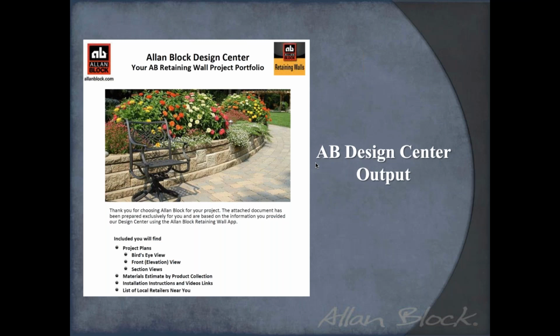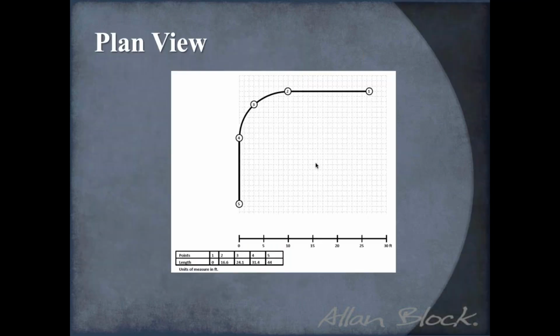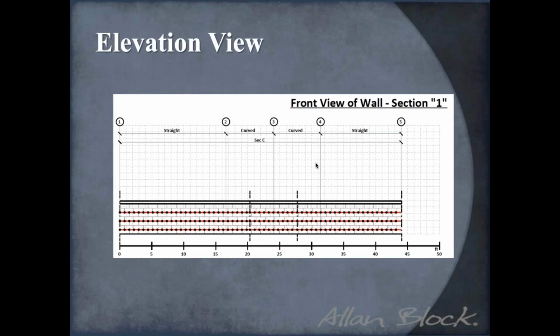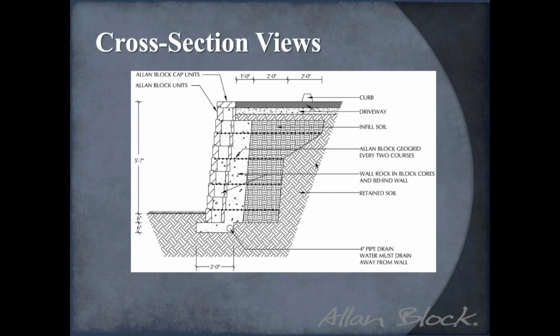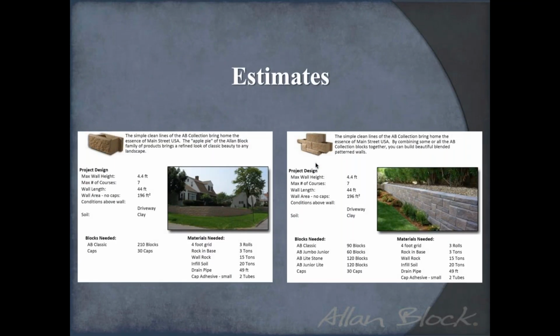Again, looks very professional. It's got a nice image on it. It's got some information. But then after that, it's going to have a plan view of our wall. It's going to have our panel view, our elevation view. It's going to have cross sections for our wall. And it's going to have full estimates. Now, the nice thing about the estimates is that it doesn't include only one type of block. It's actually going to include quite a few of our collections that we have, basically all of the collections that we have available for retaining walls.